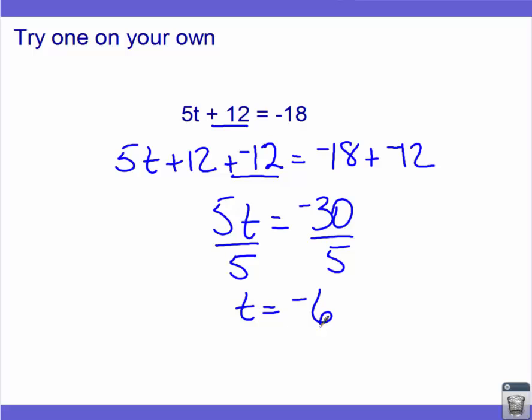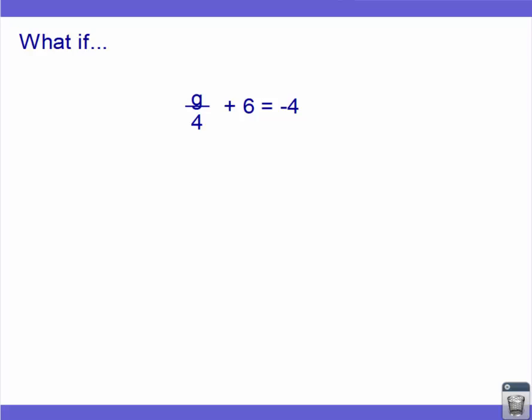Now again, I could plug this right back in. 5 times negative 6 gives me negative 30, plus positive 12 will give me negative 18. So it works. Let's try another one. This time we've got a division, but we still start off the same way.